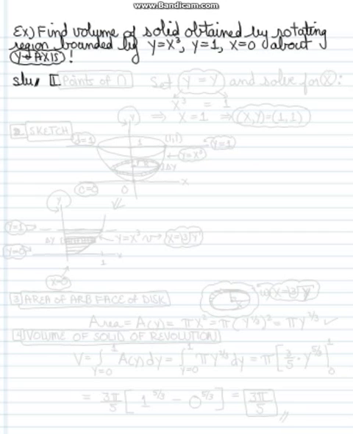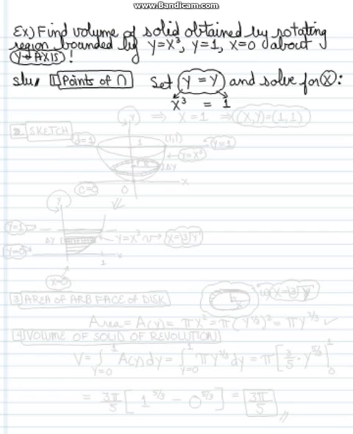So first, we're going to do step 1, find the points of intersection. We start by setting y equal to y and solving for x. So the first y is equal to x cubed. So we set x cubed equal to the other y, which is 1. Solving that for x, we get x equals 1 because we took the cube root. That gives us the ordered pair (1, 1). When x is equal to 1, y is equal to 1.